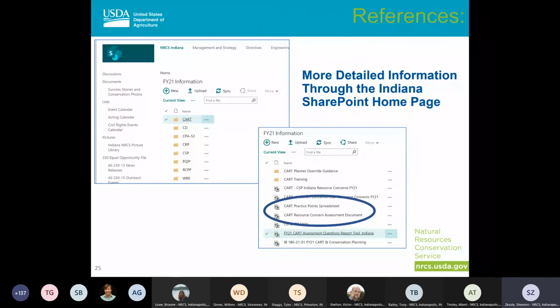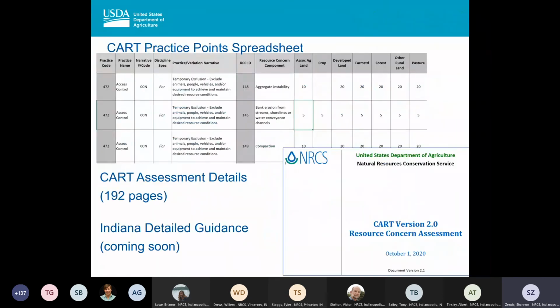Okay, we're rounding it down here. Just want to make sure you're aware of some additional resources. As I mentioned, there are resources available through the SharePoint, so that front end. I've highlighted a couple of them here. The first one is that practice point spreadsheet. The second one is the CART resource concern assessment document.